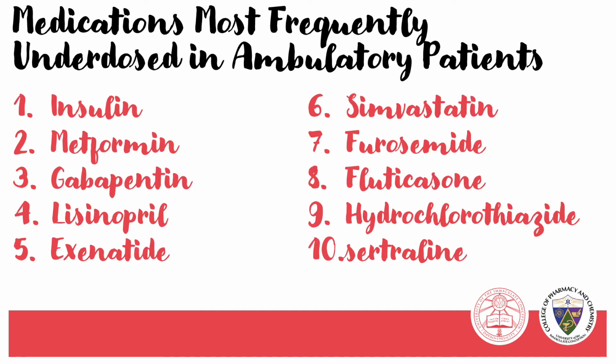These are the 10 drugs most frequently prescribed for patients with doses that were too low to achieve the desired goals of therapy and therefore did not achieve the intended positive outcomes. So we have here insulin, metformin, gabapentin, lisinopril, exenatide, simvastatin, furosemide, fluticasone, hydrochlorothiazide, and sertraline.